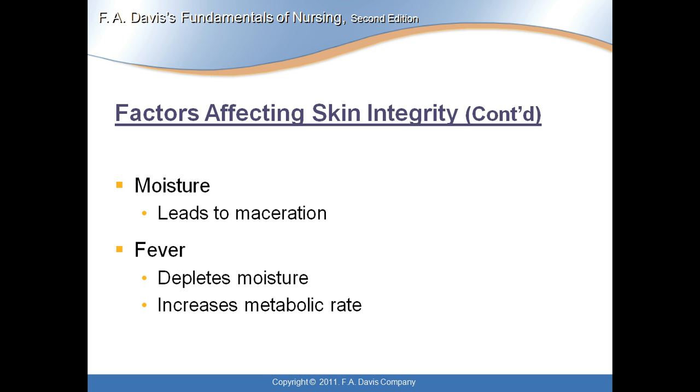Fever also depletes the moisture, will make people dehydrated, and it also increases metabolic rate. So sweating causes maceration. Maceration increases oxygen demand, which also causes circulatory impairment, which then leads to tissue compression. So pay some special attention to that section of your book. It's pretty important.